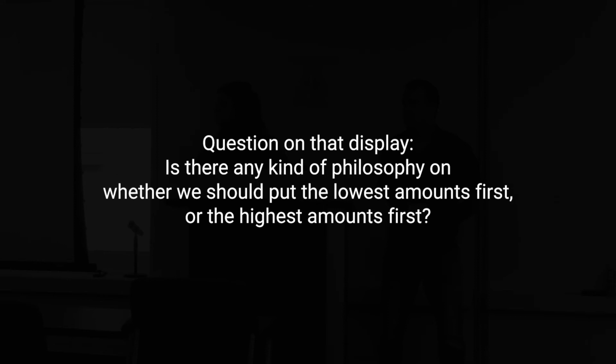Question on that display. Is there any kind of philosophy on whether we should put the lowest amount first, the highest amount first, or you don't say? Right now, we default, no matter how you enter them, to putting the highest amount first. Even if you save them in a random order, it would sort by amount and put highest first. The data that I see is that races that offer lower donation amounts will see a higher percentage of donations from registrants, and usually the highest number is with the smallest amount. So just adding a donation level that is small really helps.